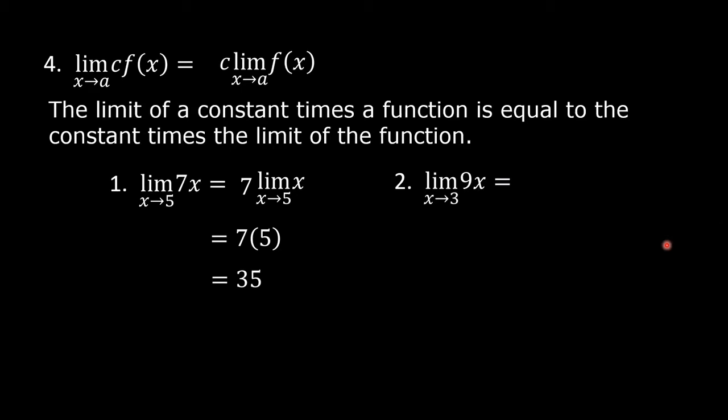Second example, the limit of 9x as x approaches 3. This is equal to the constant 9 times the limit of x as x approaches 3. But the limit of x as x approaches 3 is 3, or replace x by 3. And then 9 times 3. 9 times 3 is 27.